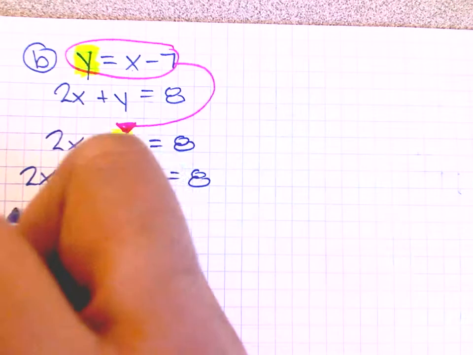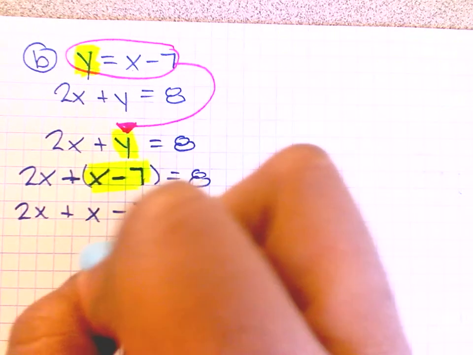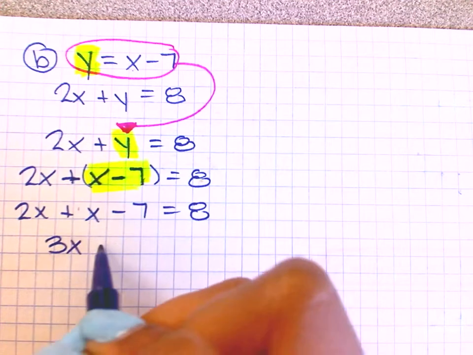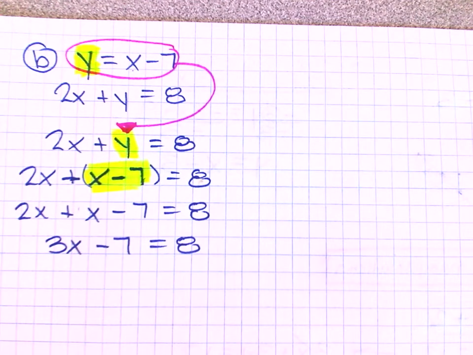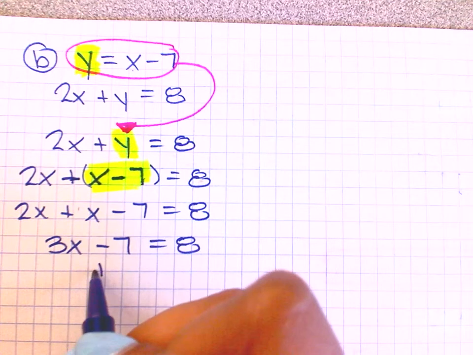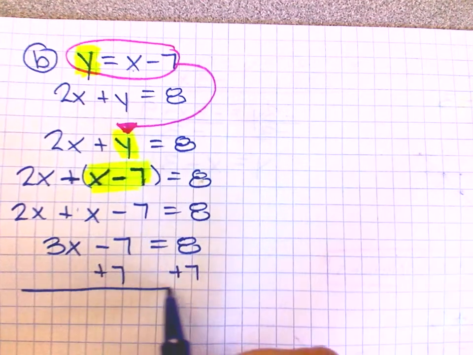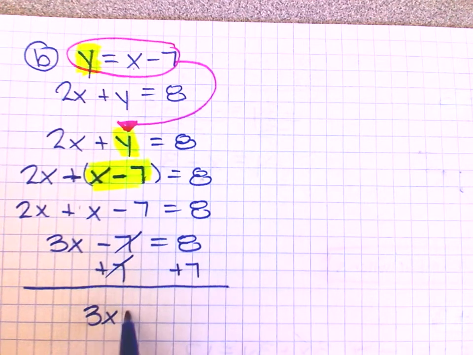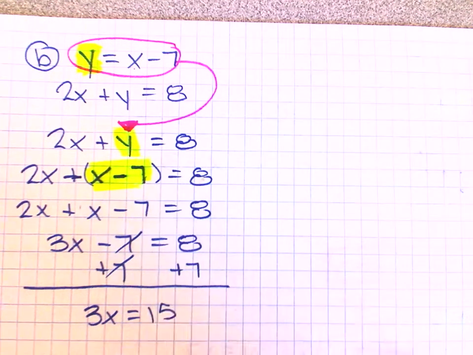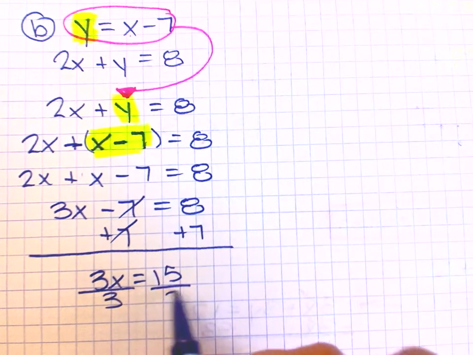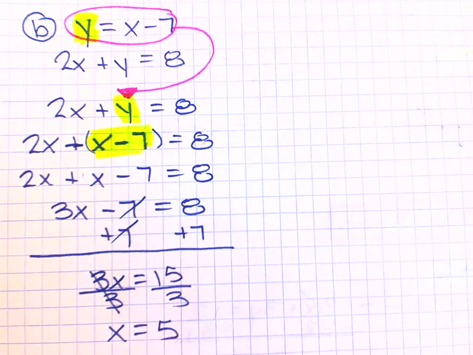Now solve it out. 2x plus x minus 7 equals 8. 2x plus x, there's like an invisible 1 there, so it's 3x minus 7 equals 8. Write it down. And then, to isolate the variable, I'm going to add 7 to both sides. Negative 7 and positive 7 cancel. I'm left with 3x equals 8 plus 7, 15. Almost there. Isolate the variable by dividing by 3 on both sides. 3's cancel. x equals 5.